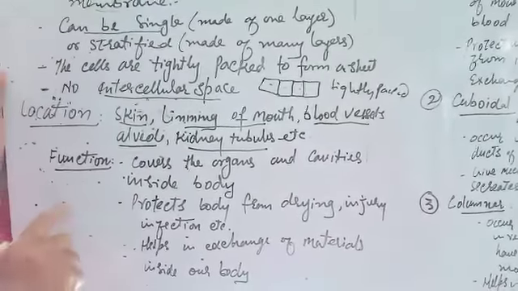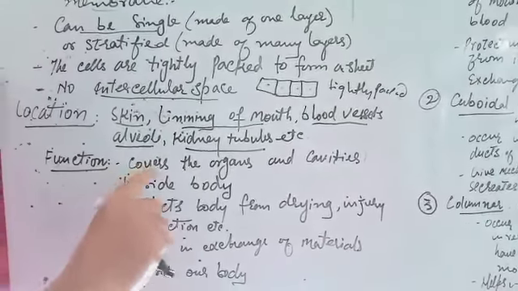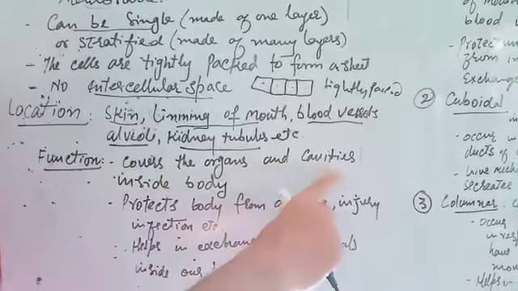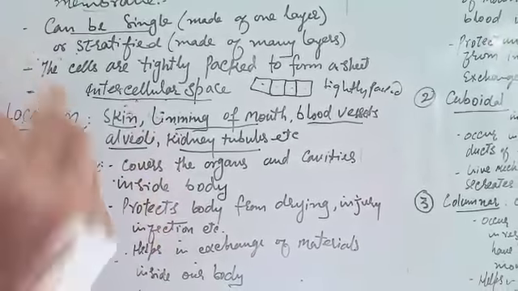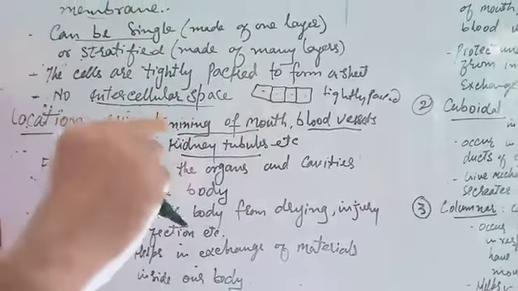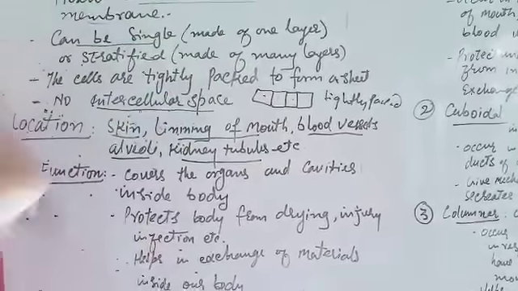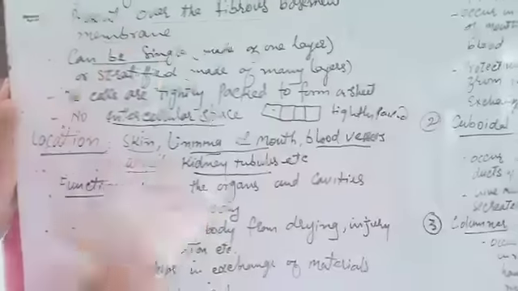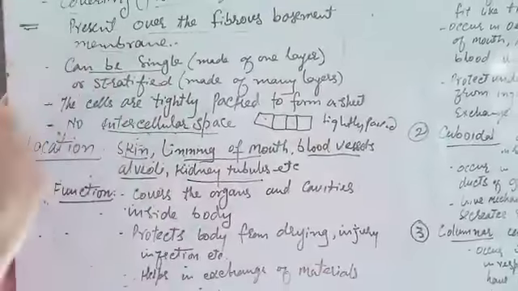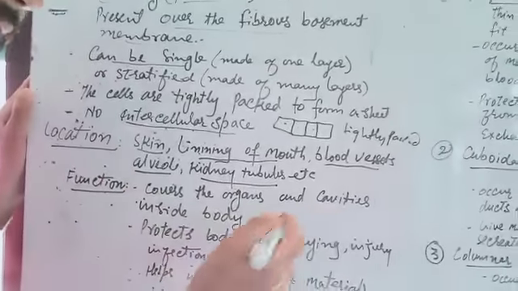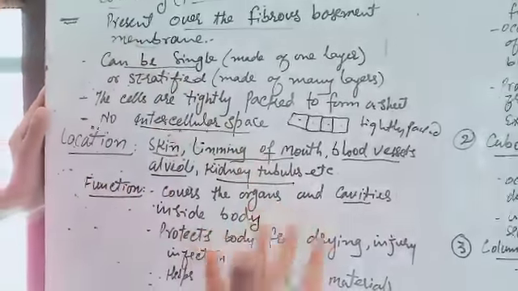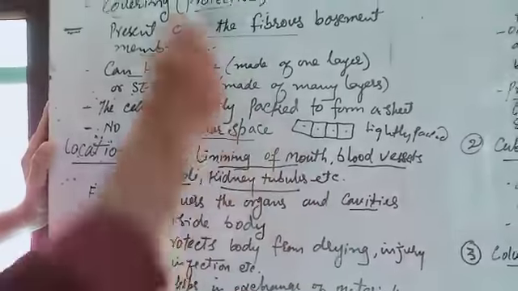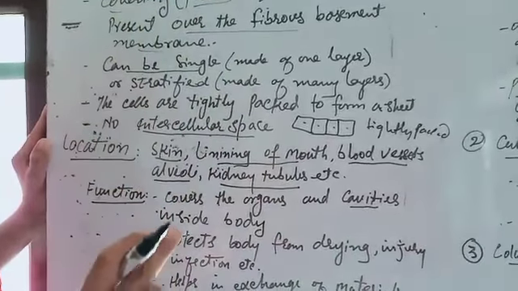And what is the function of these? They cover the organs and cavities inside the body. The covering over the organs is of epithelial tissue. Remember it, the coverings over the organs are of epithelial tissue, and those cavities, the hollow spaces inside your body, are covered by the epithelial tissue.